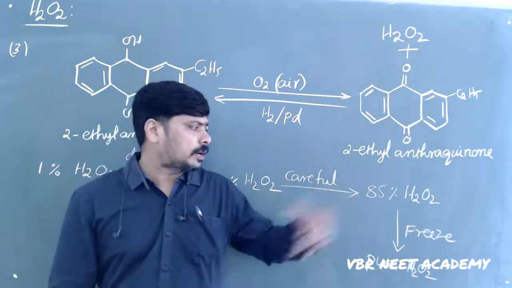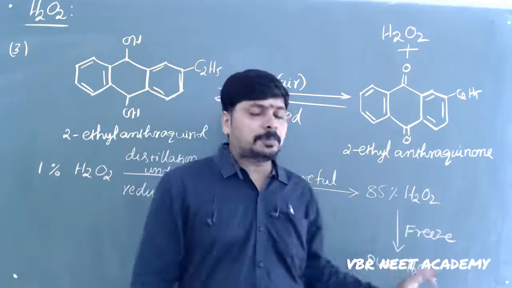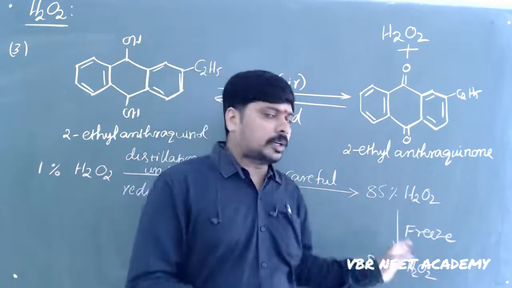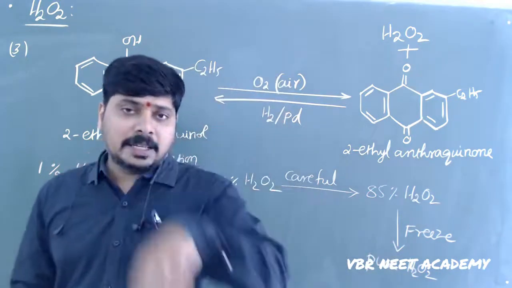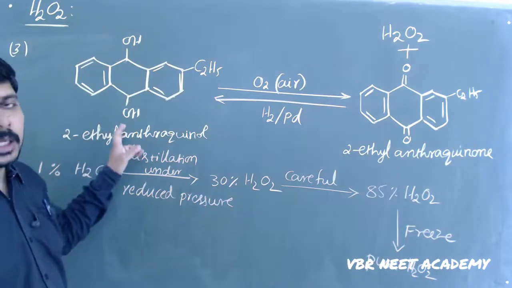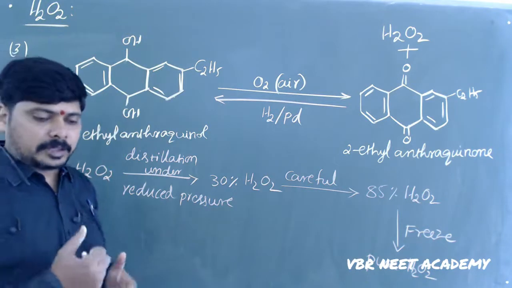So the water will be removed by freezing and we are going to get the pure form of hydrogen peroxide. Understand? So this is how we are going to get the hydrogen peroxide. This particular method is very useful on a commercial scale. So these are the preparations of hydrogen peroxide.